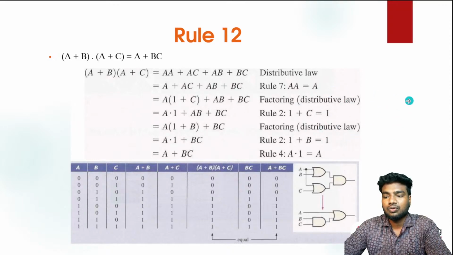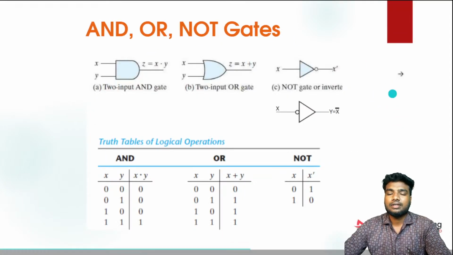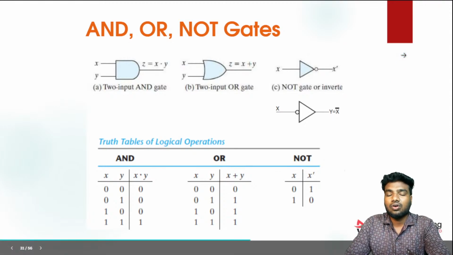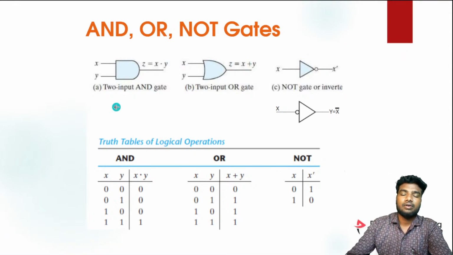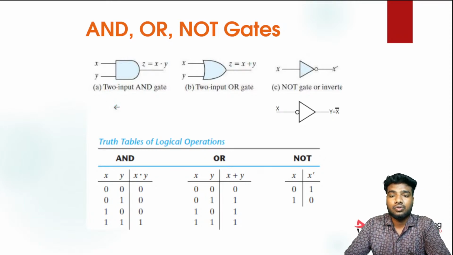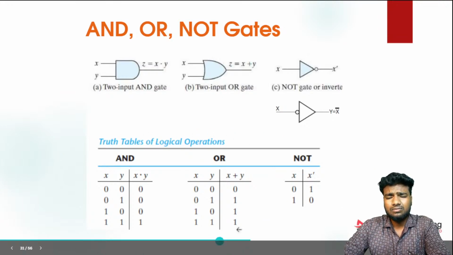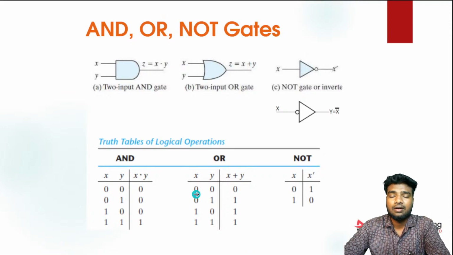So this is a simplification, just following the Boolean algebra rules. So you just know about that. So these are the basic logic gates: AND, OR, NOT. The AND gate will do the multiplication operation, the OR gate will do the addition operation, and the NOT gate will do the complement, like the opposite of the input. Like if you give input 0, you will get output 1. So these are the functionalities. This is the truth table for the basic logic gates. If both inputs are 1, you will get 1 as output, or else you will get 0 as the output.